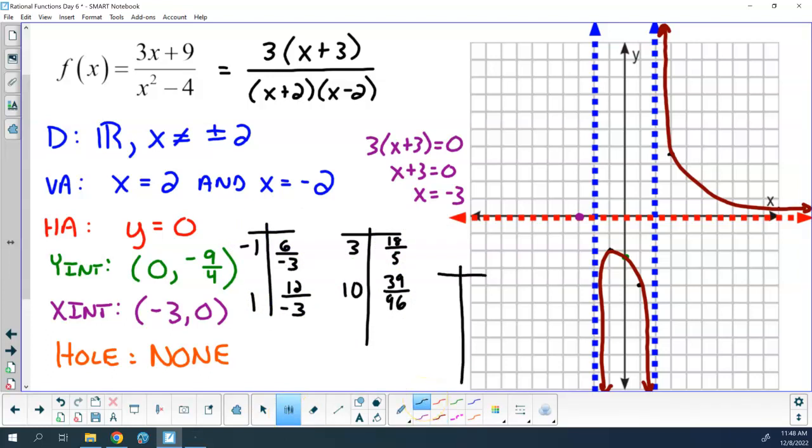All right, so now we're in the left zone. We already got -3. So then let's go -4. If I plug in -4, I get -12 + 9 is -3 over 12. So that would be -1/4. If I do -10, I get -30 + 9 is -21 over 96. That's going to be less than 1, but negative.